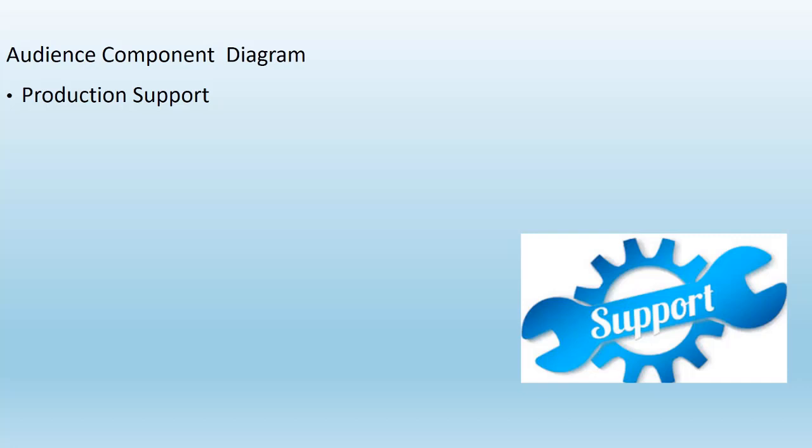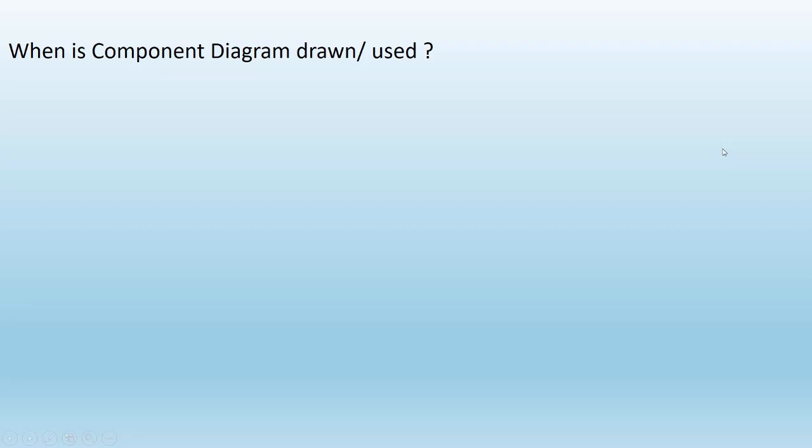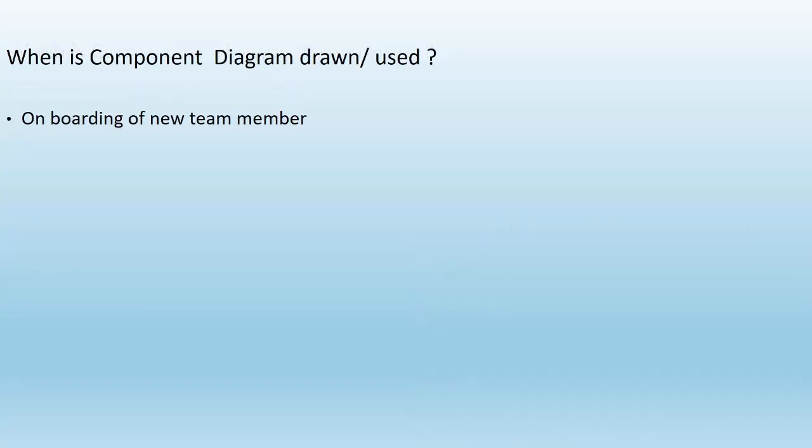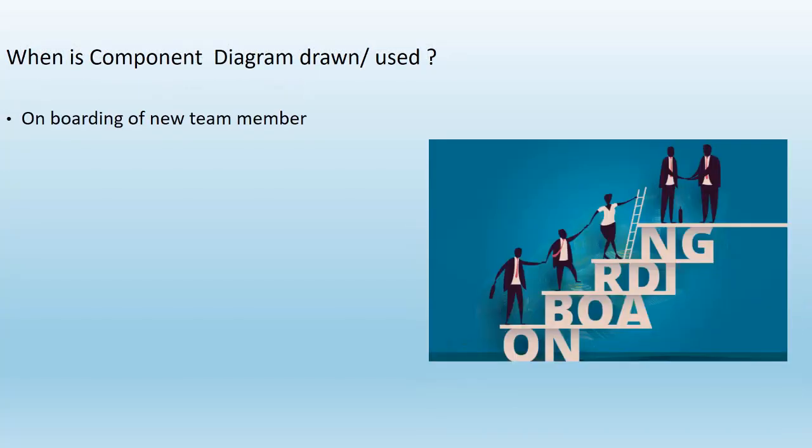Next, let's see when this component diagram will be used. The component diagram is used throughout the project and usually is refined as the project progresses. It's a useful diagram to get an overview of the application architecture and an overview of the project. So it's quite a handy tool during onboarding of new members into the team.